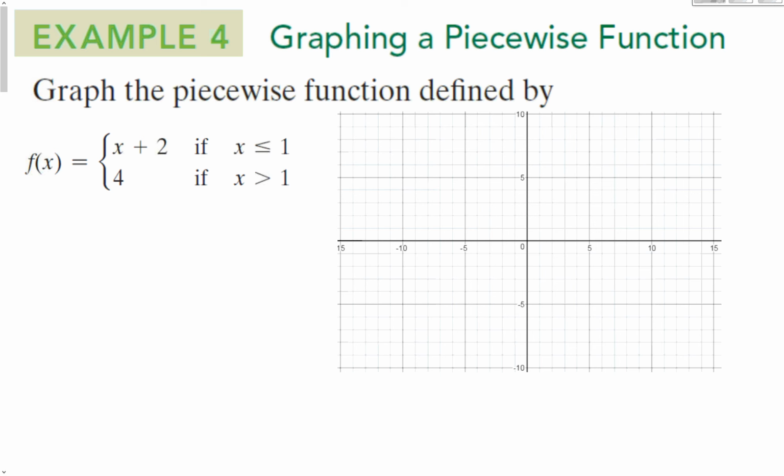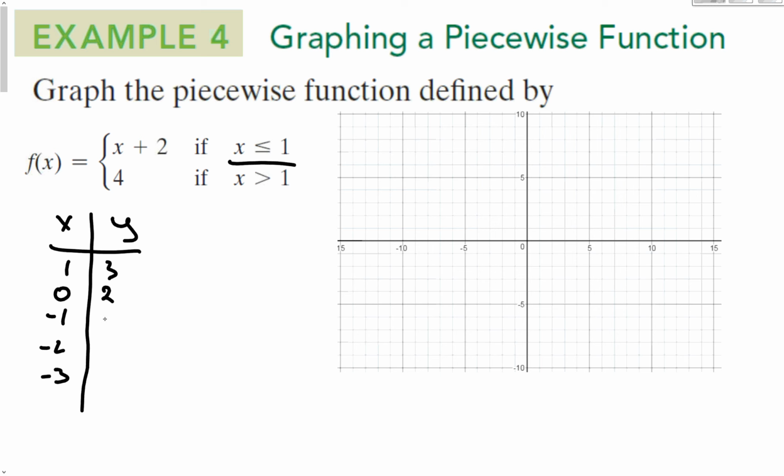Okay, so if you're not sure what these are supposed to look like, maybe it's helpful to make a table. So first, x is less than or equal to 1. So I'm going to do x and y for 1, 0, -1, -2, -3. Okay, x less than or equal to 1. So if I plug that in, I get 3, 2, 1, 0, -1.